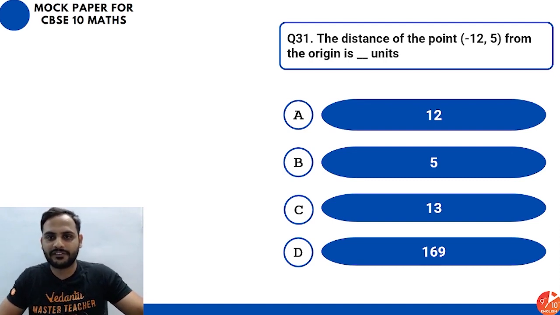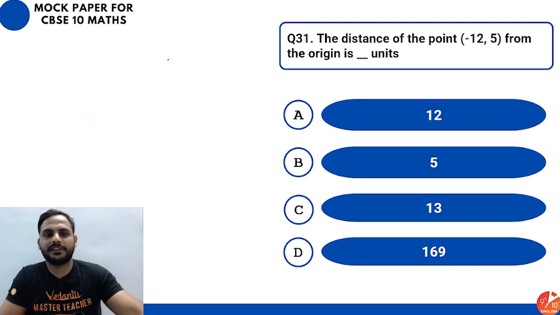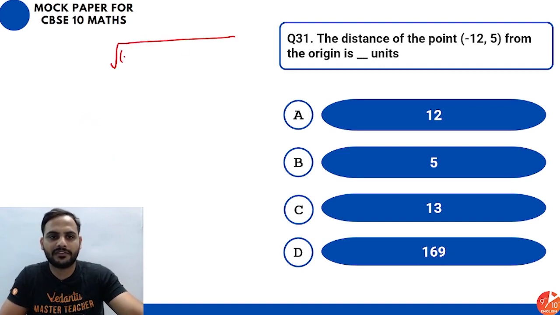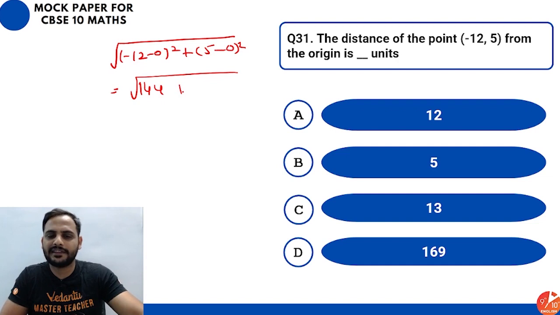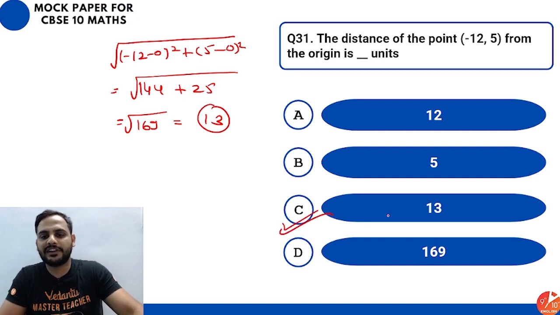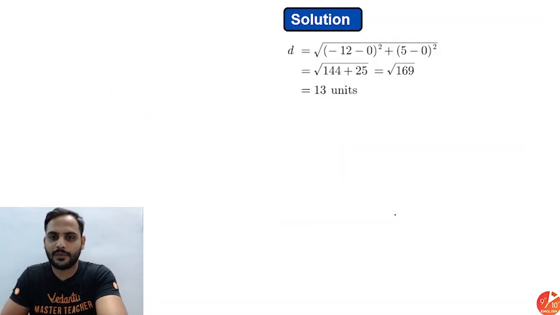Alright, so let's look at this question now. The distance of the point minus 12, 5 from the origin. Direct distance formula to apply. Minus 12 minus 0 whole square plus 5 minus 0 whole square, which is 144 plus 25. I think now you must be knowing, 169, which is 13 units. Don't make a silly mistake and give me D as your answer. Square root is there.